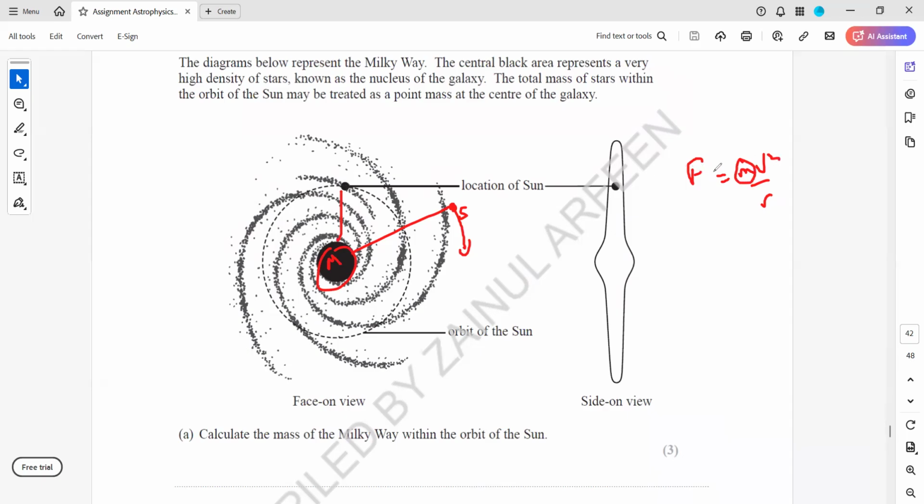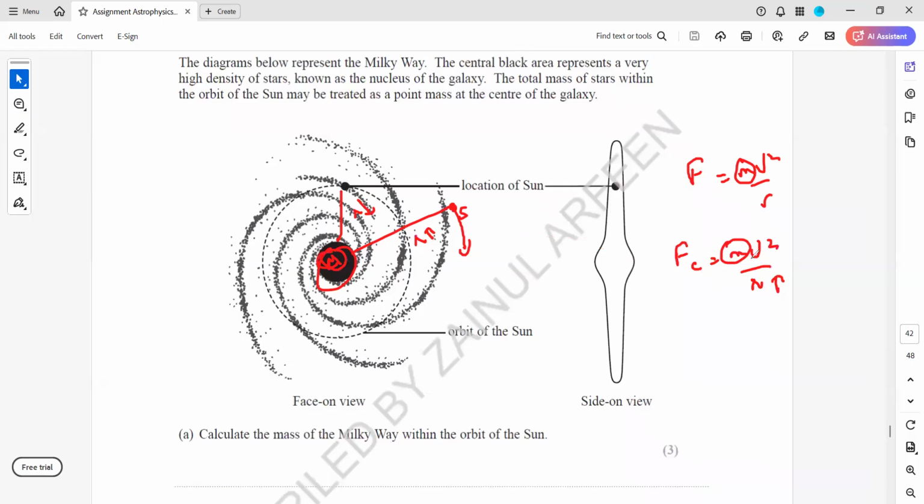But what will happen to the centripetal force? The distance is increasing because, whenever an object wants to move in a circular path, it has to experience a centripetal force, which is F. So F is mv squared over r. M is the mass of the stars, which we consider within the nucleus. That is not changing. What happened to the r? R is increasing, because if you compare this one, this r is greater than this. So r is increasing.